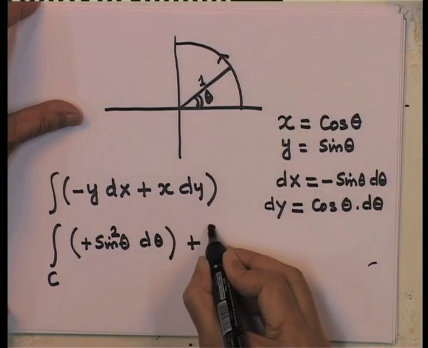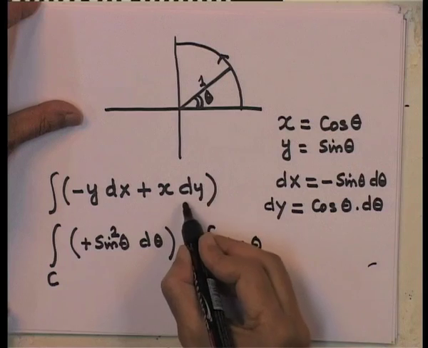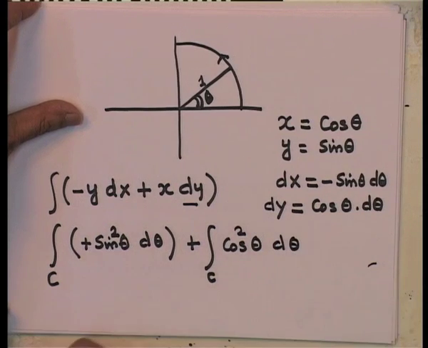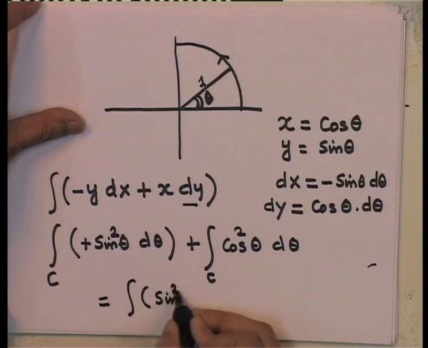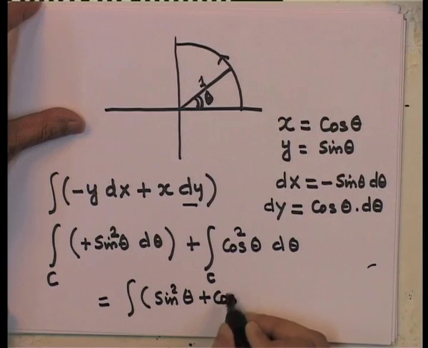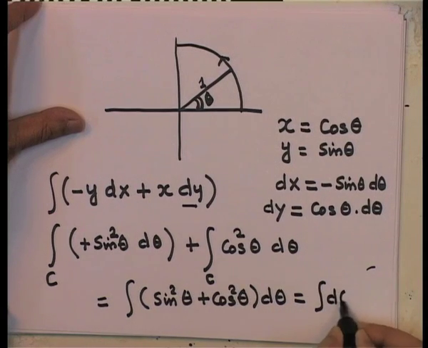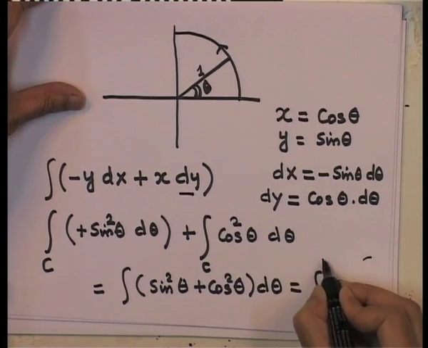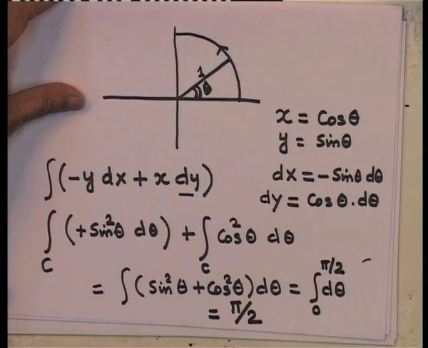Plus the integral again over the same curve of x, which is cos theta, and dy is cos theta d theta. So, I get cos square theta d theta. Now, I can simply add them and get sin square theta plus cos square theta, which is equal to 1 of course, d theta, which is nothing but the integral of d theta. The limits on theta we know are from 0 to pi by 2. As a result, the result of this integration is simply pi by 2. So, this is the parameterization.